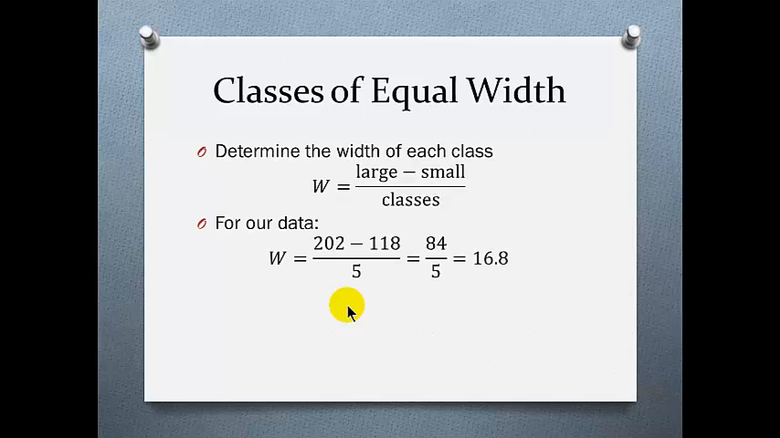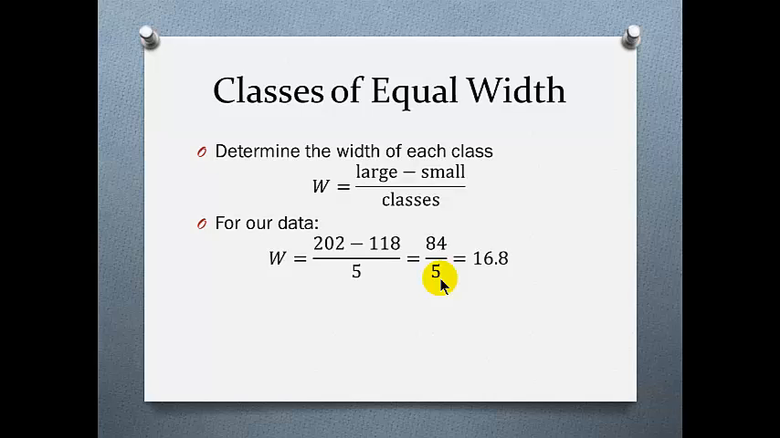So for our data, 202 is the largest number. 118 was the smallest number. And you can look through your data and find those values. 202 minus 118 is 84. And then we divide by the number of classes. We decided there'd be 5. 84 divided by 5 is 16.8.